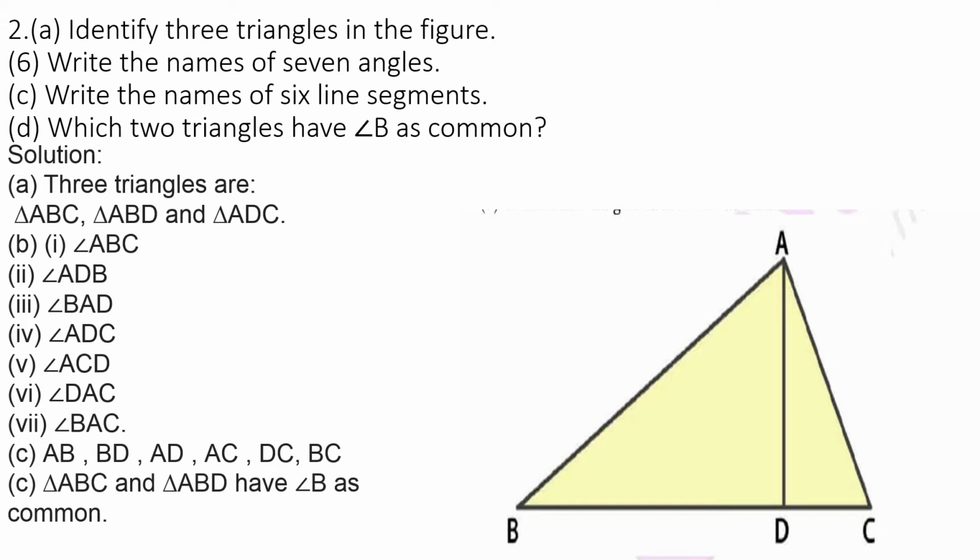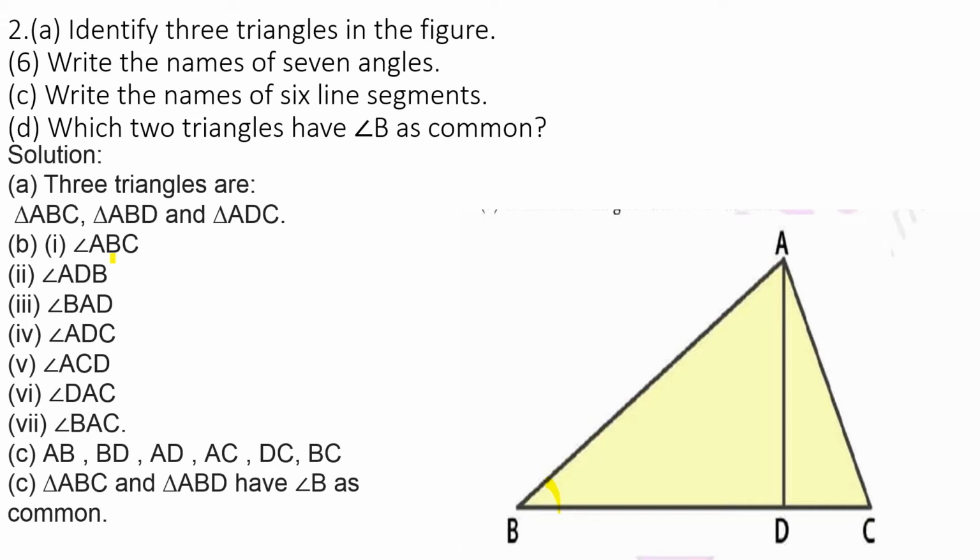The second question, write the names of 7 angles. So what are the 7 angles here? Already I told you, while we discussed about the angle, where the center letter will be there. That is an angle where the two rays are meeting at a common point. Here these two are line segments or these two are rays. This is a part of the angle. So it is the first angle.